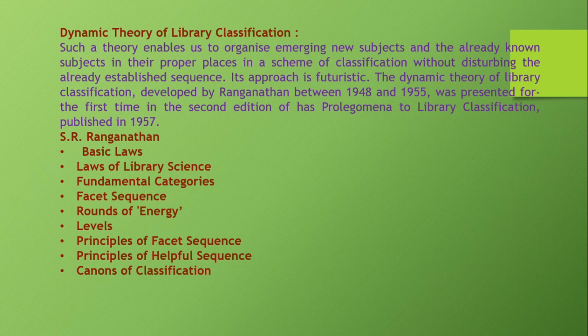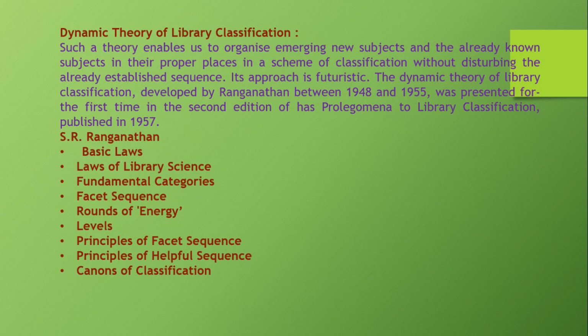Canons of classification. Ranganathan provided a completely new direction to the concept of classification originally formulated by Sayers. Ranganathan formulated 43 canons and grouped them into 3 plans of work. Number 1, canons for idea plan, 15 canons; canons for verbal plan, 4 canons; and canons for notational plan, 24 canons.